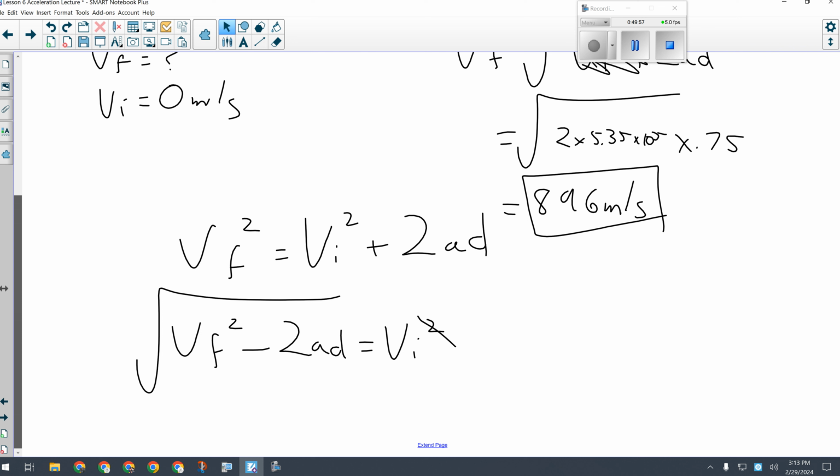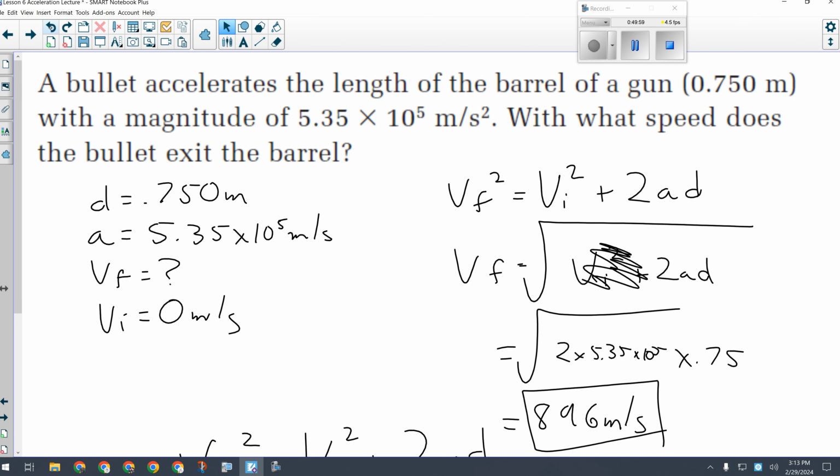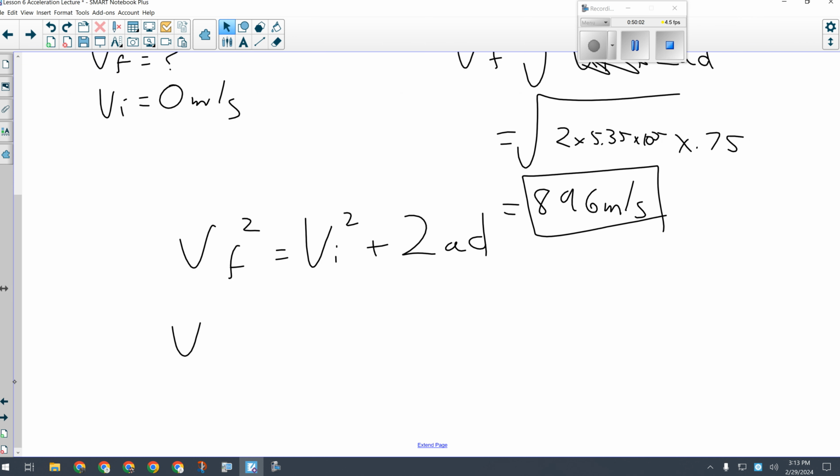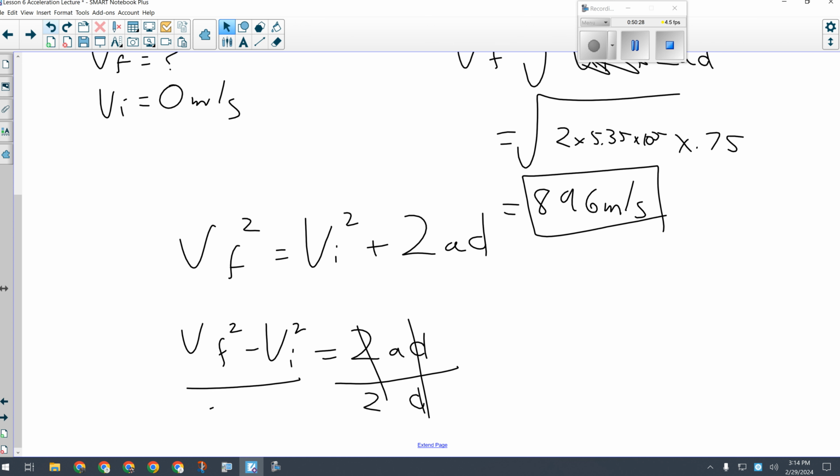Okay? If I wanted to solve for A, what would I move first? Yep, move VI squared over by subtracting it. So I would have VF squared minus VI squared equals 2 times A times D, and then to get A by itself, divide by 2D. Okay, now A is by itself. If I wanted to solve for D, I'd divide by 2A instead.